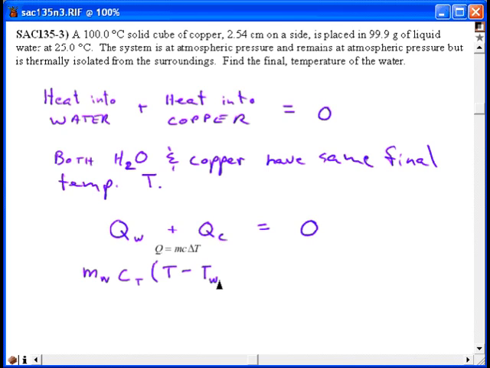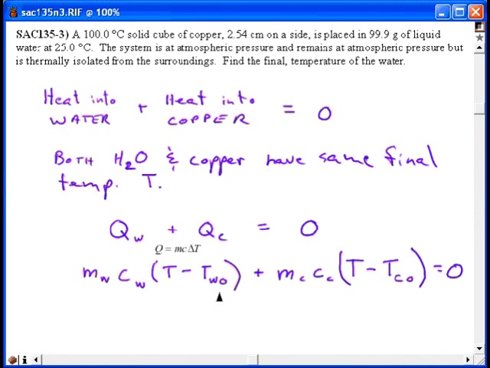I call that temperature of the water sub 0, plus, then we got the same thing for the copper. m_C times lowercase c sub C. This I actually wanted to be a W over here. Times the final temperature, and I use the same symbol because I got the same final temperature for both substances, minus the initial temperature of the copper, and that's equal to 0.